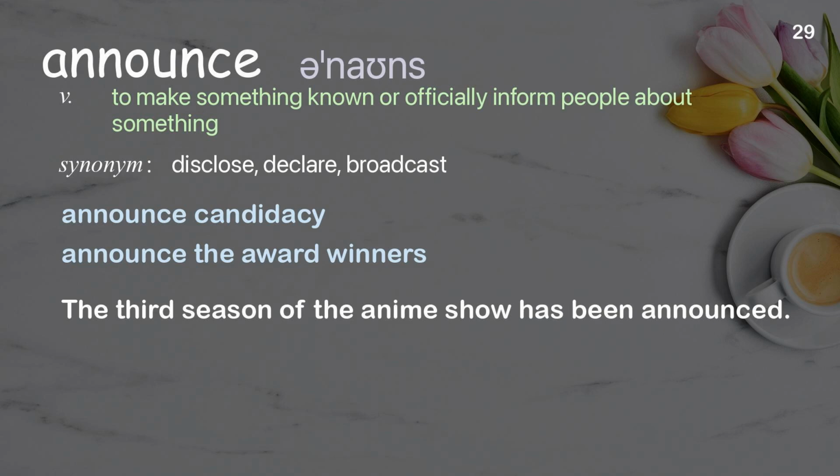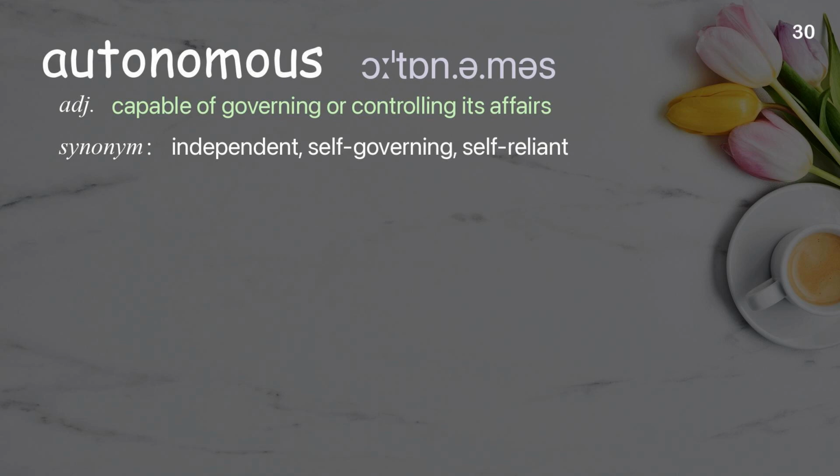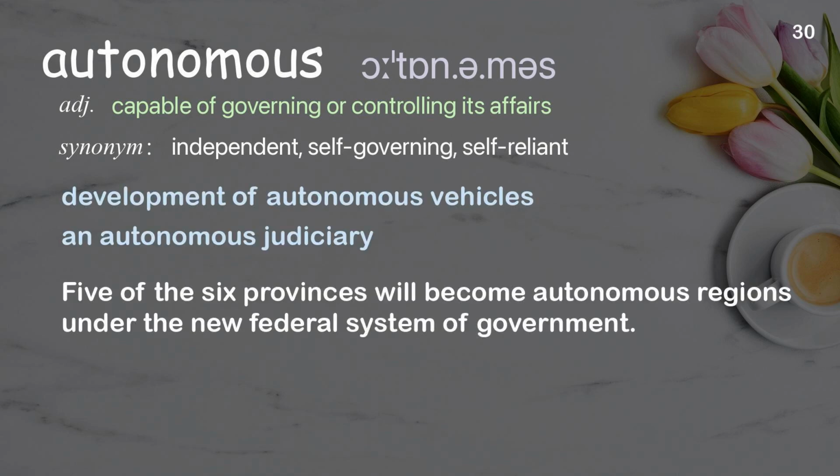Autonomous. Capable of governing or controlling its affairs. Examples: development of autonomous vehicles. An autonomous judiciary. Five of the six provinces will become autonomous regions under the new federal system of government.